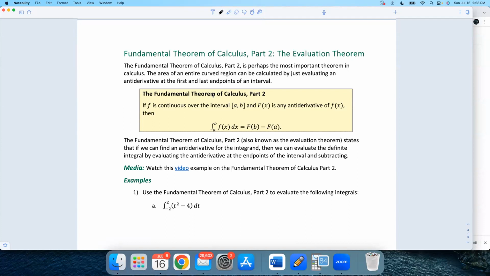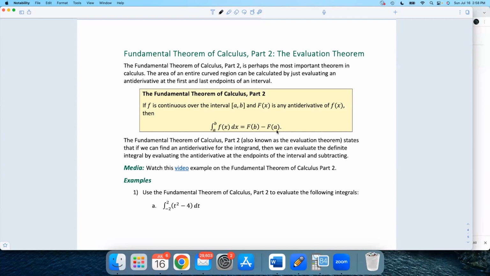The second fundamental theorem of calculus says another way to do this is find any antiderivative of this guy and evaluate him at the endpoints and just subtract the two answers.